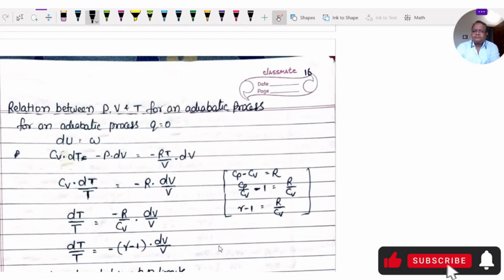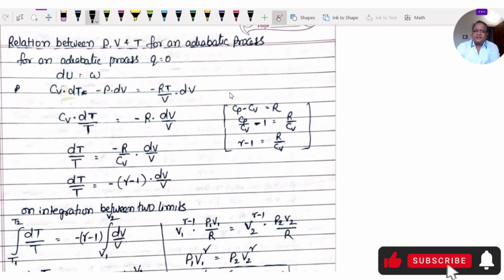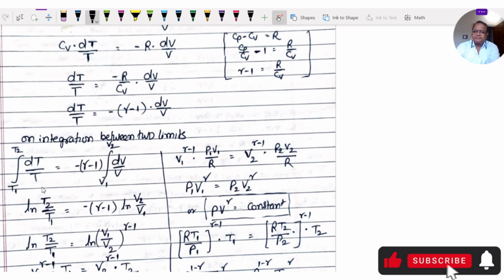Relation between pressure, volume, temperature for an adiabatic process. For an adiabatic process Q equal to 0, then dU equal to dW. In place of dU we write Cv dT, and in place of W we write minus P dV, and P equal to RT by V. So Cv dT by T equal to minus R dV by V. R by Cv, Cv minus Cv equal to R; dividing both sides by Cv, R by Cv equal to gamma minus 1. So dT by T equal to minus (gamma minus 1) dV by V. On integration between two limits, ln T2 minus T1, ln V2 minus V1.